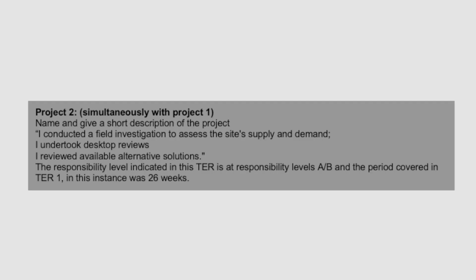So, project 2, simultaneously with project 1: you give a name and a short description of the project that you worked on. Important. Example: I conducted a field investigation to assess the site supply and demand. I undertook desktop reviews. I reviewed available alternative solutions. The responsibility level indicated in this TER is at responsibility level A and B, and the period covered in TER1 in this instance was 26 weeks.